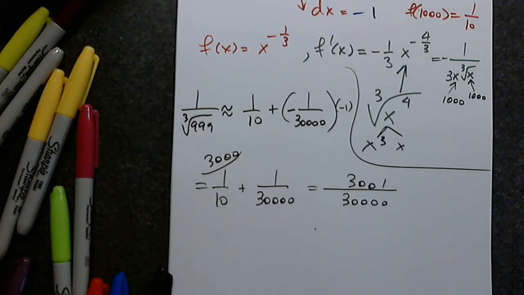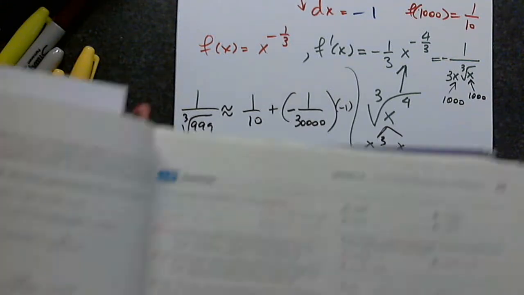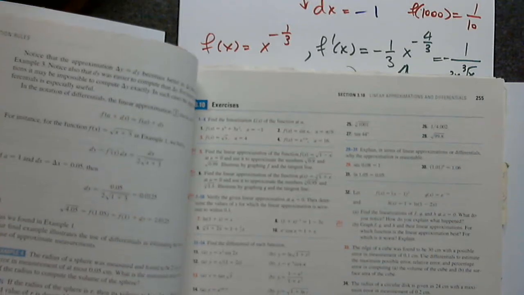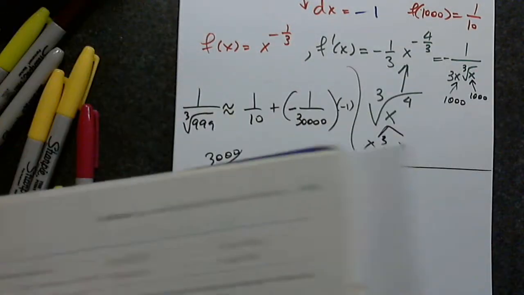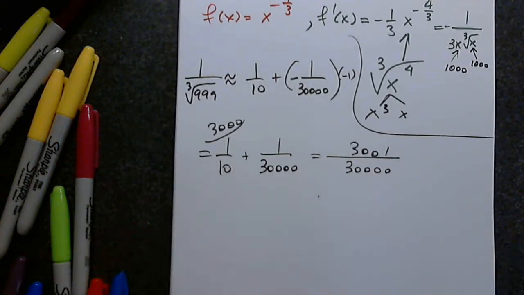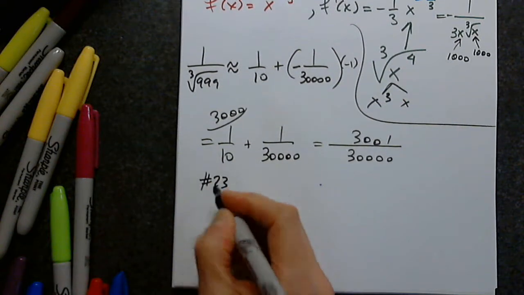I think we need another example like this. A problem like this will be on the test and the final. So let's choose. The top of page 255, anything you want, or we can make one up. Whatever you would like to determine. Which one? Let's look at 23.